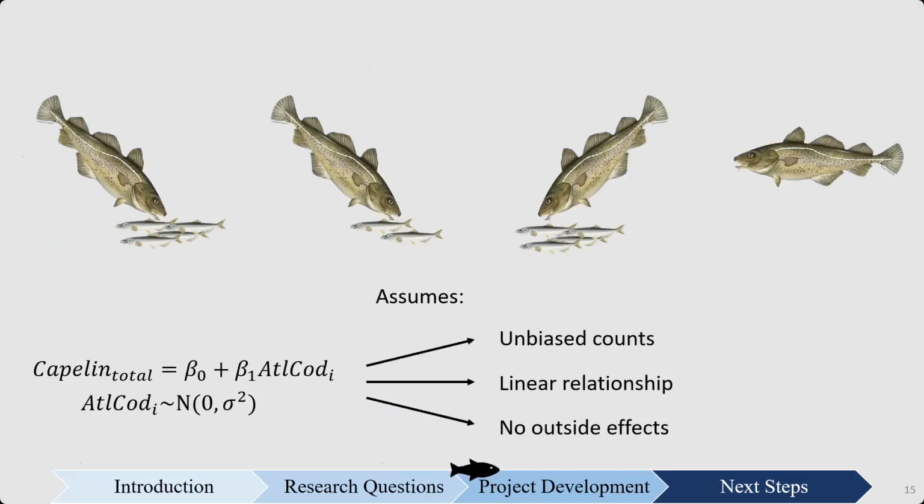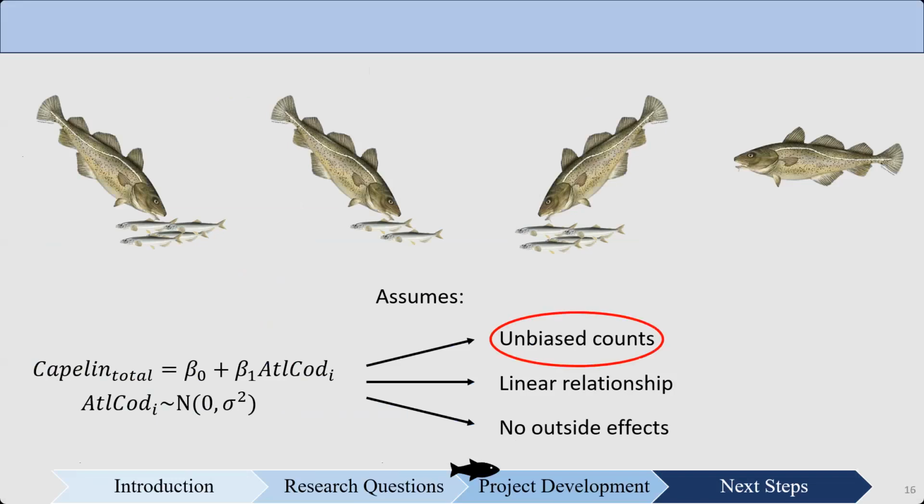However, this model kind of assumes three things. It assumes that there's unbiased counts. It assumes that this linear relationship is in fact a linear relationship. And because it's such a simple model, it assumes that there's no outside effects that could change this relationship. I'm going to go into each one of them, and we're going to start off with this unbiased counts assumption.